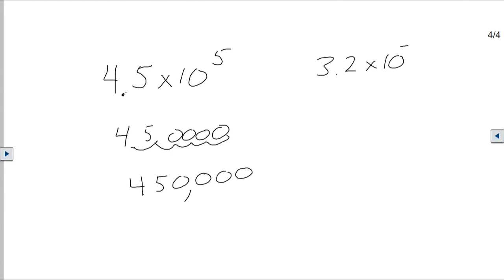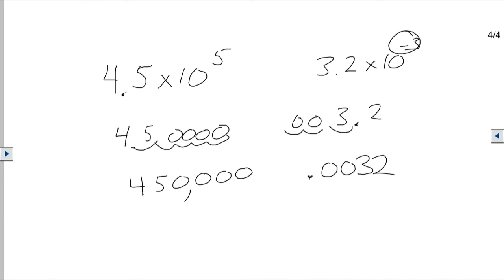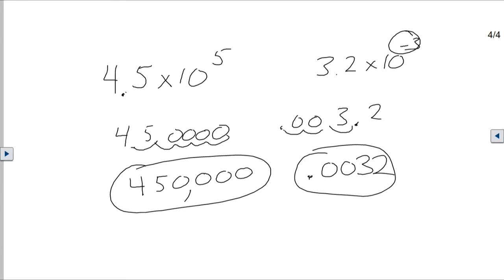Okay, let's do one more. 3.2 times 10 to the negative third. Okay, again, start out with your first number. Negative 3 means we're moving left 3. So 1, add a couple zeros, 2, 3. 0.0032. Please rewrite your number. Don't leave it like that, right? That's not how we write numbers. So rewrite your number so it looks nice.